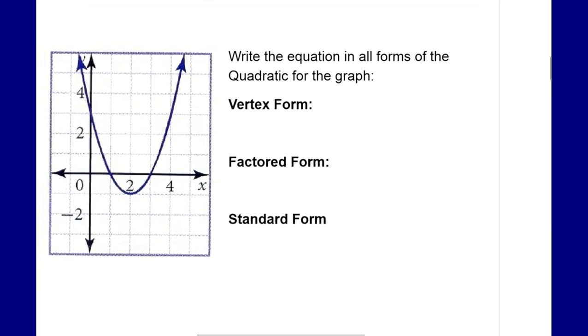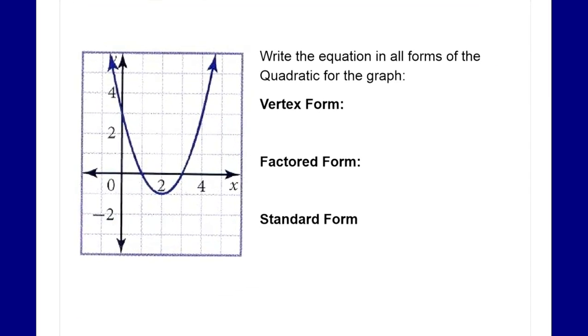So just a little bit of review, going back to the last unit, we want to write the equation in all forms of the quadratic for this graph. So we're going to start off with the vertex form. That is one that should be a little bit more familiar. That's the one we dealt with quite a bit in the last unit. y equals a(x minus h) squared plus k.